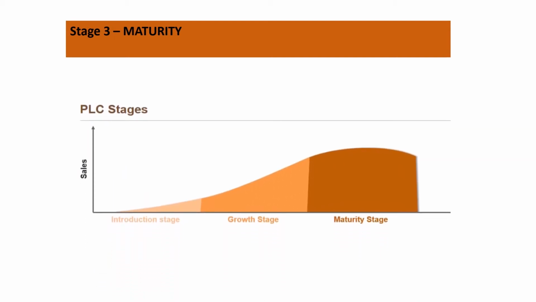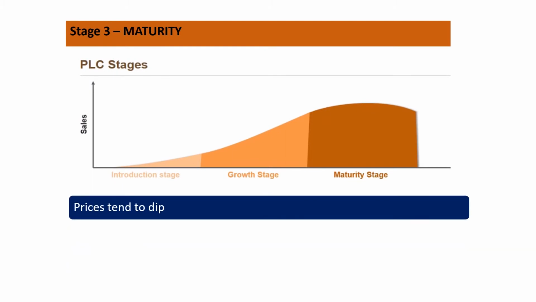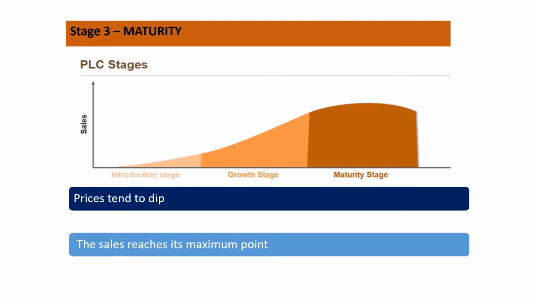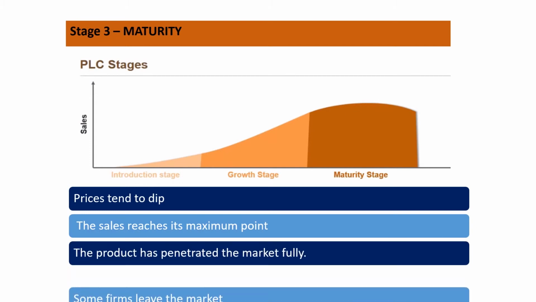The features of maturity are: prices tend to dip, the sales reach their maximum point, the product has penetrated the market fully, some firms leave the market.